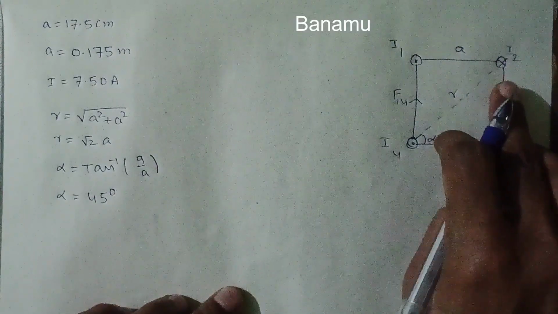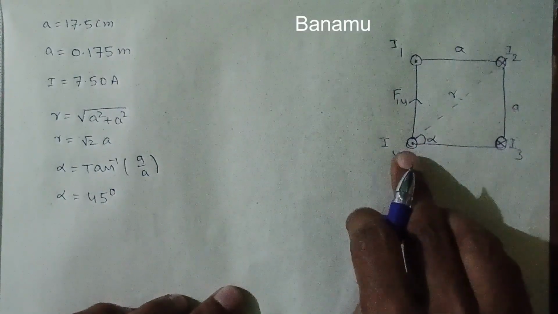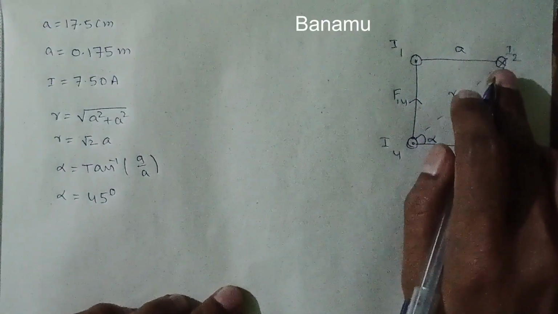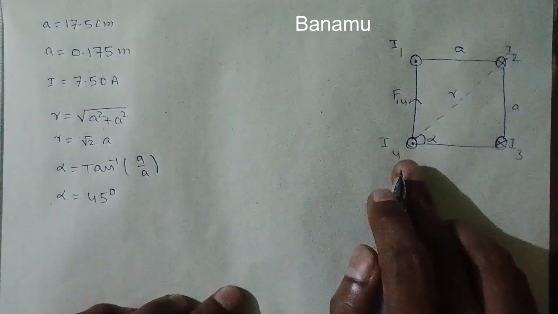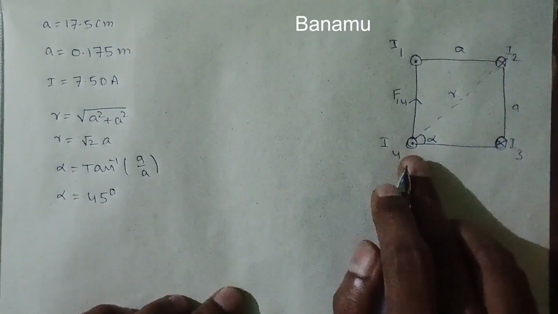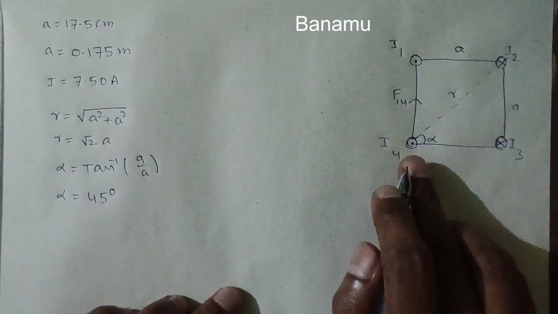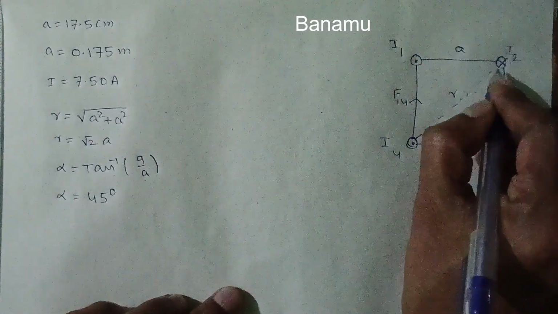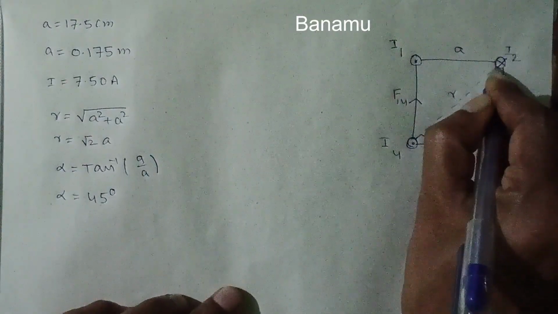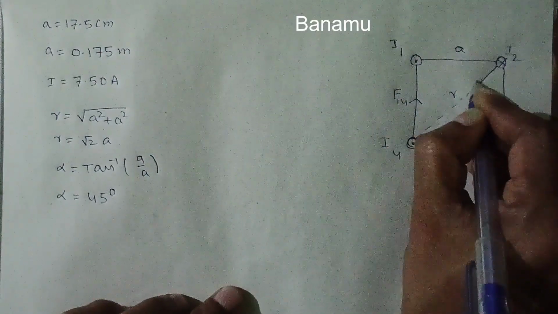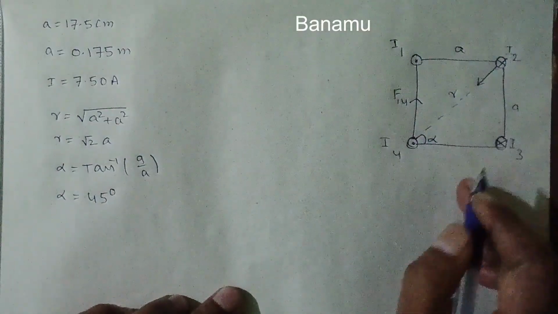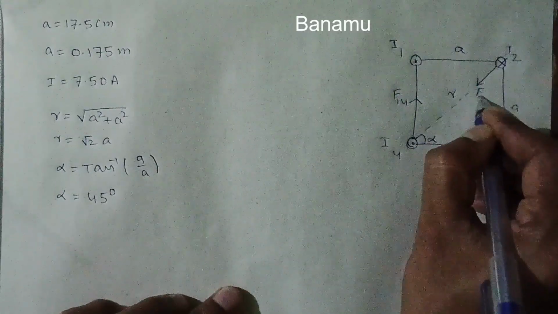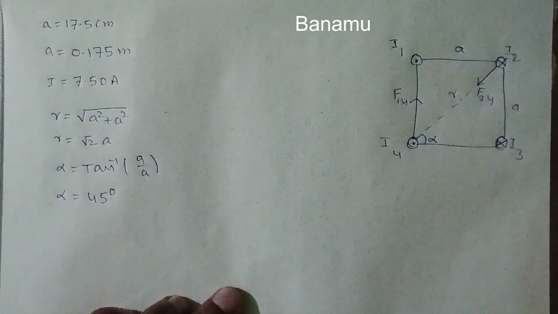Now the direction of the magnetic force due to wire 2 on wire 4. Wire 2 is into the page and wire 4 is out of the page, so both carry current in opposite directions. They repel each other, so the magnetic force is directed away. The magnetic force on wire 4 due to wire 2, F24, is directed downward left.